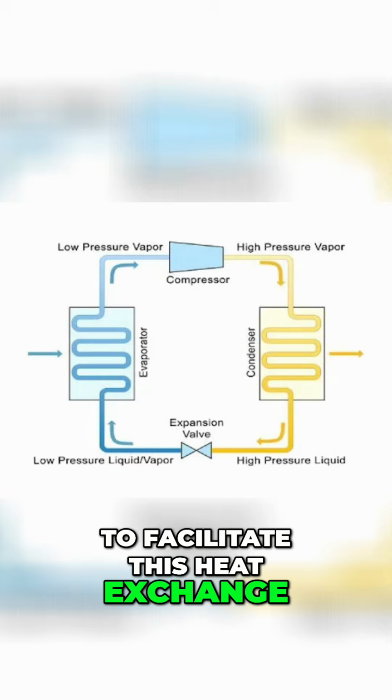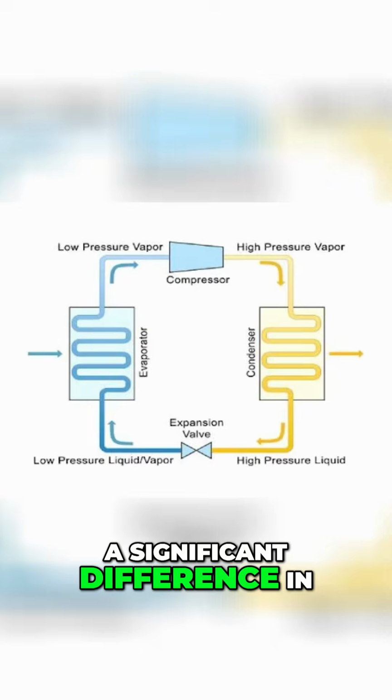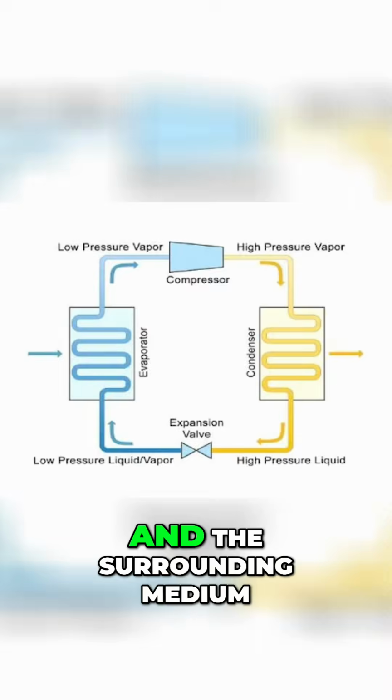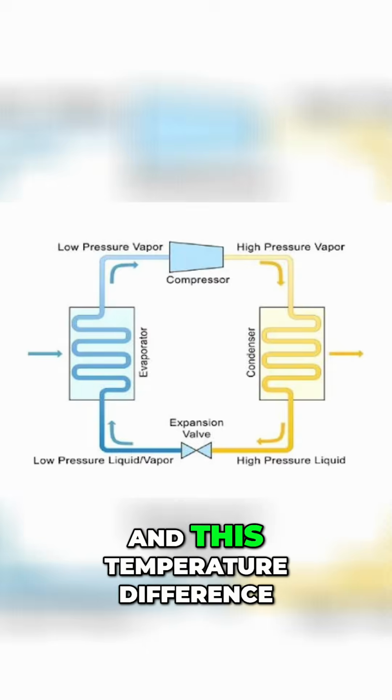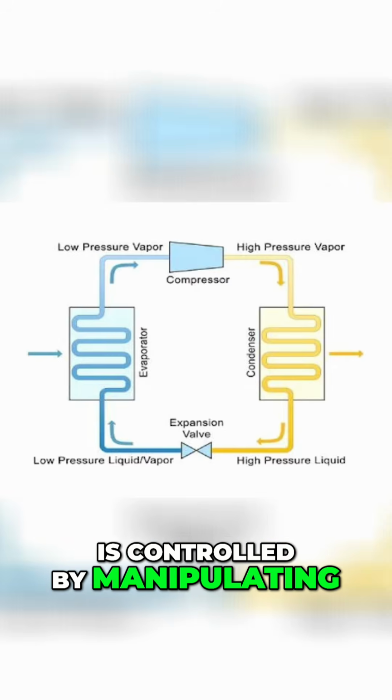To facilitate this heat exchange, there needs to be a significant difference in temperature between the refrigerant and the surrounding medium, and this temperature difference is controlled by manipulating the pressure in the system.